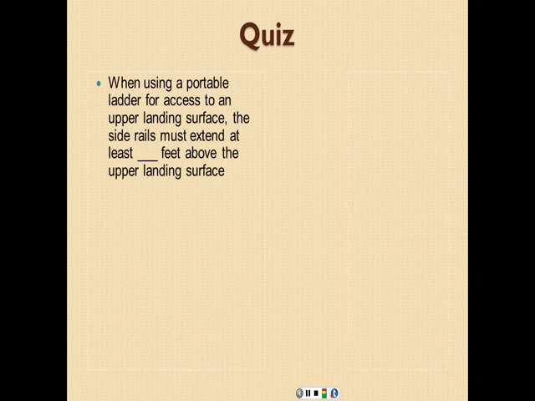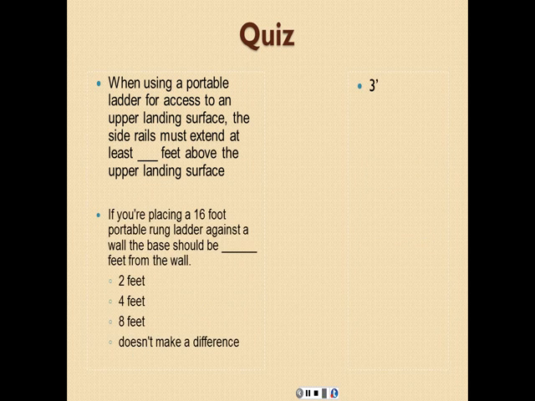When using a portable ladder for access to an upper landing surface, the side rails must extend at least how many feet? Remember that? At least 3 feet above the upper landing surface. If you're placing a 16-foot portable rung ladder against a wall, the base should be how many feet from the wall? Remember the slope? 1 to 4. So which one? 8 feet? Definitely not. 2 feet? Absolutely not. Doesn't make a difference. Of course it does. So the correct answer should be 4 feet.